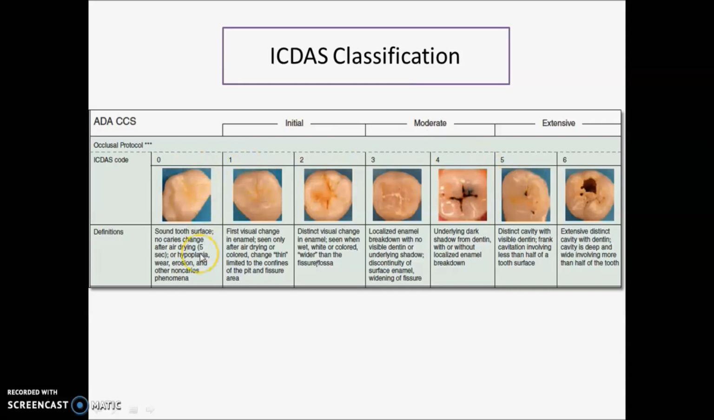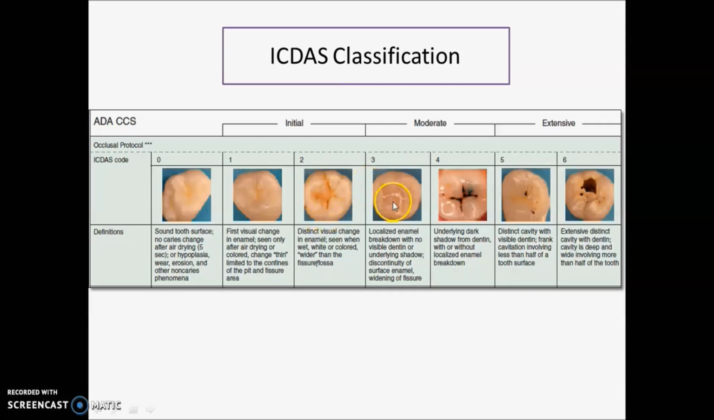0 is your sound tooth surface. You cannot see any caries or hypoplasia or any demineralization. 1 and 2 indicate initial. In 1, you can see slight demineralization, means first visual change in your enamel. Okay, most commonly it is seen after you dry the tooth surface. In code 2, you can see distinct visual change in the enamel. Often it looks like wider fissures.